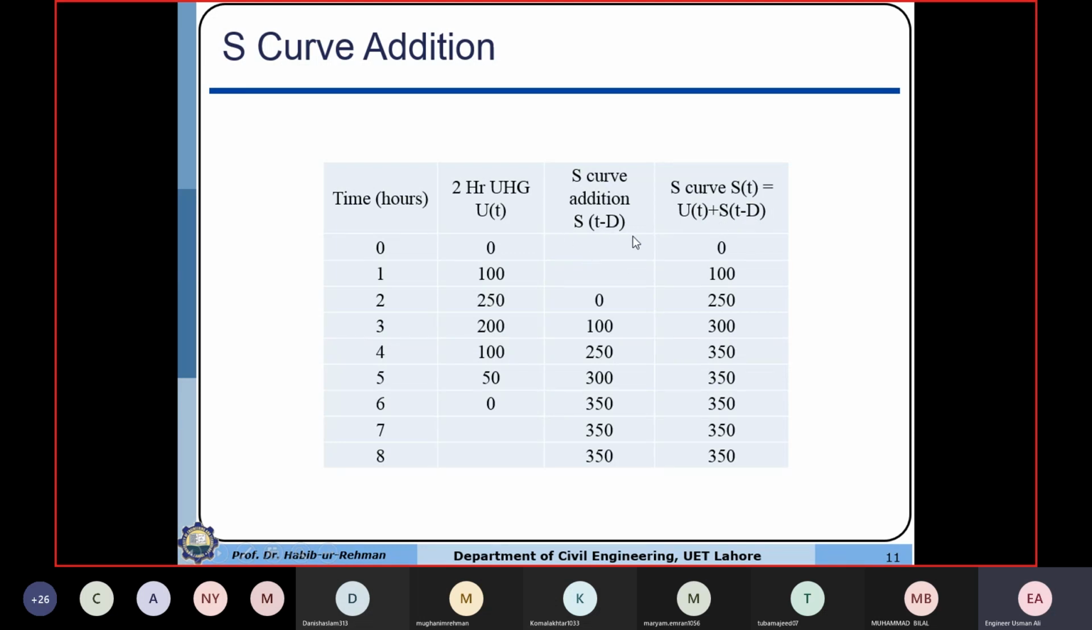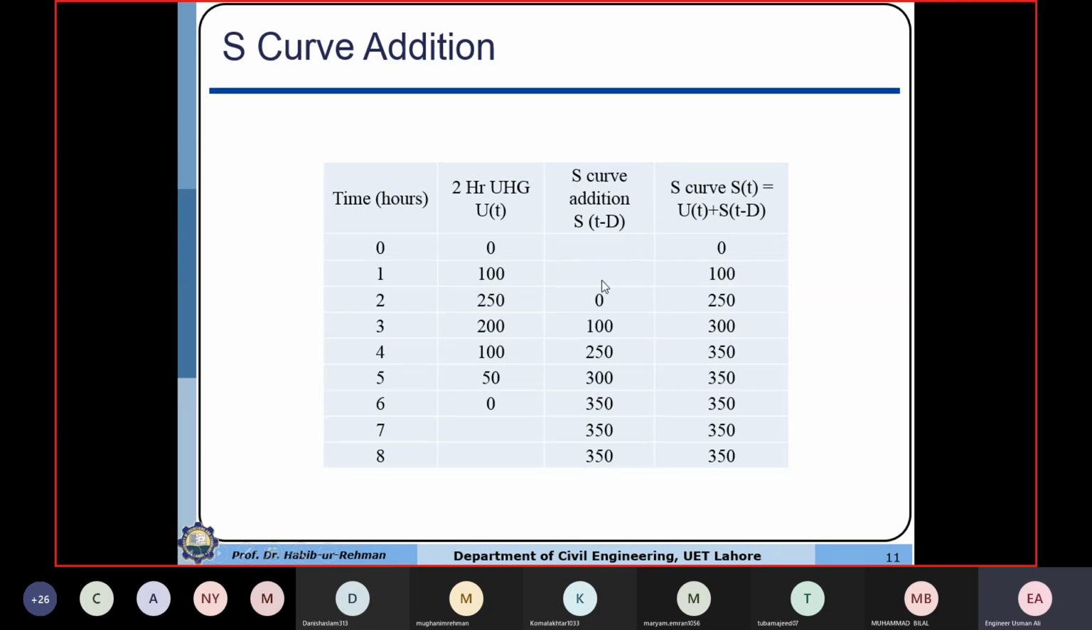So it means this value will remain blank, and S0, the first ordinate of the S curve at time step T0, is equal to the first ordinate of the unit hydrograph U0. So we'll put 0 over here. Now in the second row, for this column S(T minus D), T is now 1, D is again 2. D is fixed over here at 2, T is only varying. So 1 minus 2 is minus 1. So S minus 1, the ordinate of the S curve at time step minus 1, does not exist. So this will also remain empty.